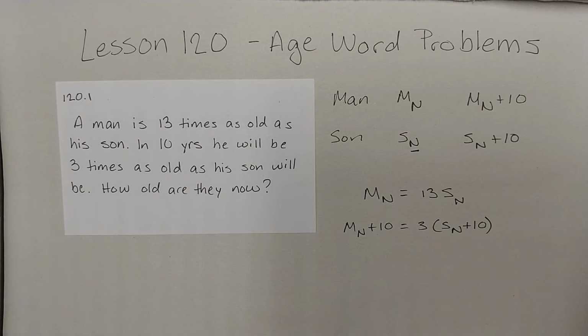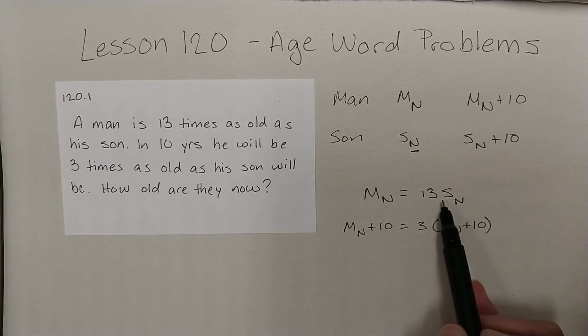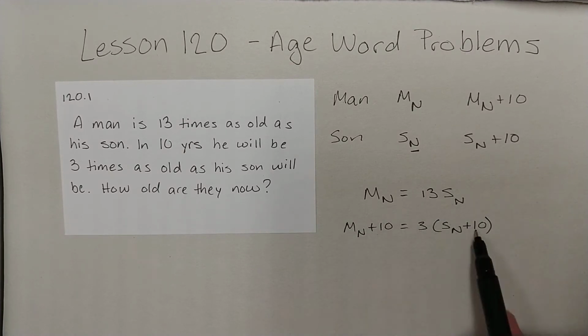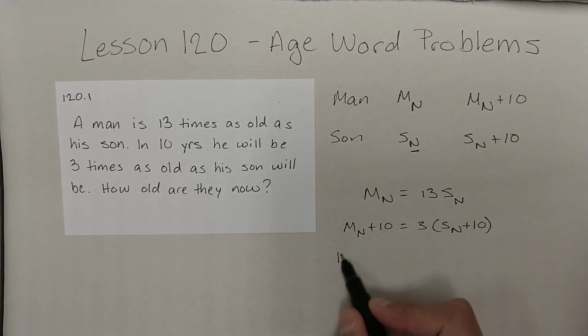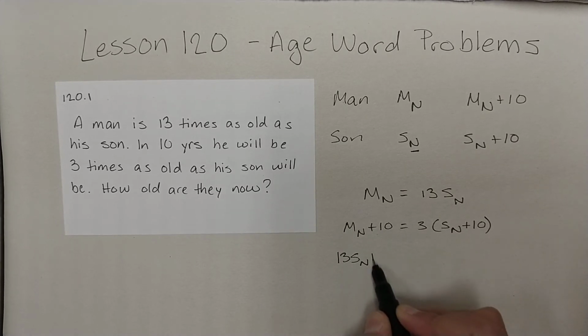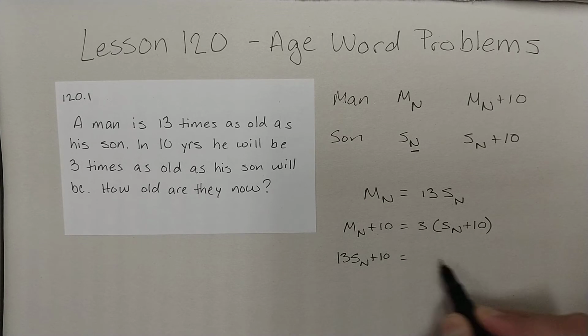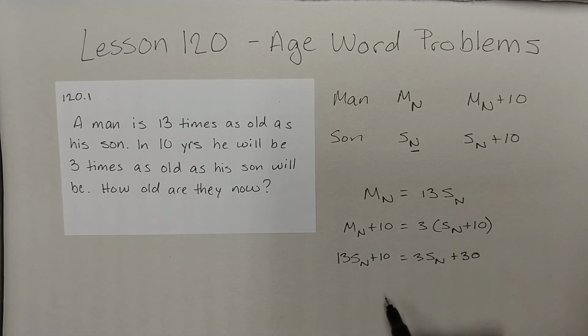Alright, and now we have a system of equations. And we can pretty easily use substitution for this one. So that's what we're going to do. We're going to substitute this 13s into the second equation. Alright, and we're going to go ahead and solve for the son's age.